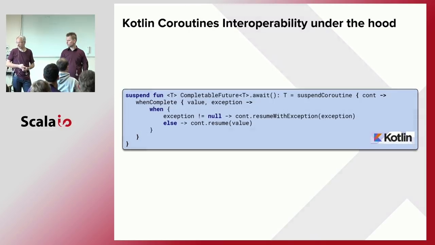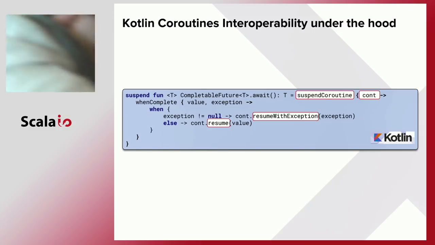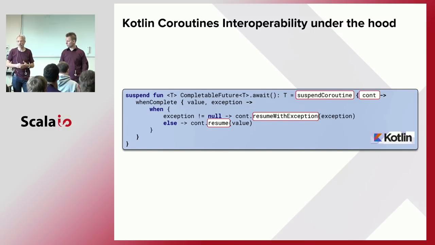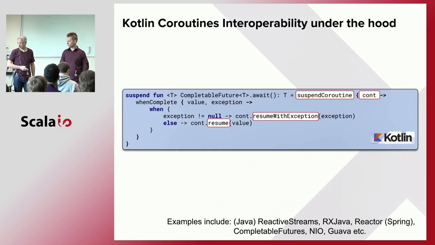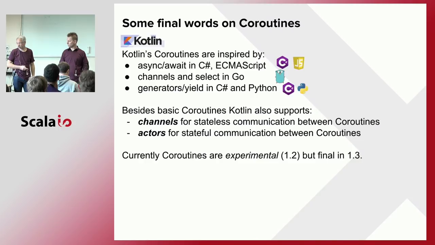This is how I would implement it. You have some helper method, suspend a coroutine, where we give a handle to the continuation interface, and then in whenComplete, which is identical to onComplete in Scala, you simply can resume the continuation with an exception or with a concrete value. With this approach, you can quite easily lift existing concurrency abstractions into the coroutine space. These are some examples.